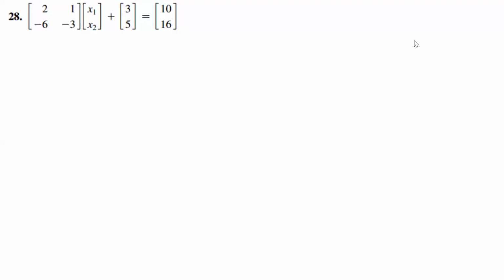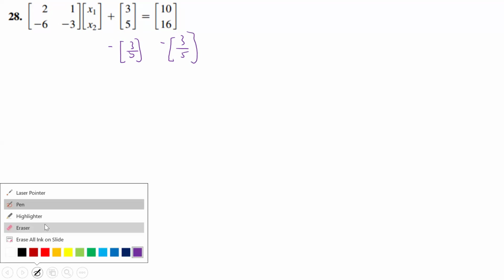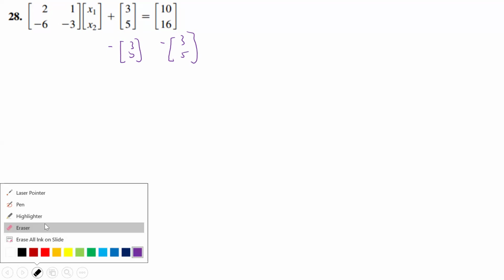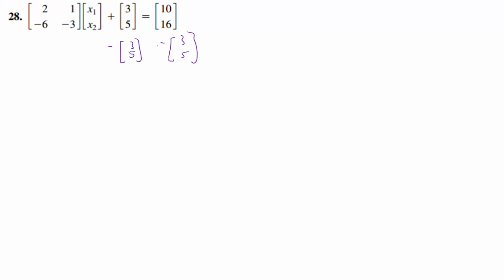All right, here we have one where we have to again solve for x1, x2, but we have more than just doing the inverse here. We also have to first take and subtract off the [3, 5]. And so we're going to subtract off [3, 5] on both sides.